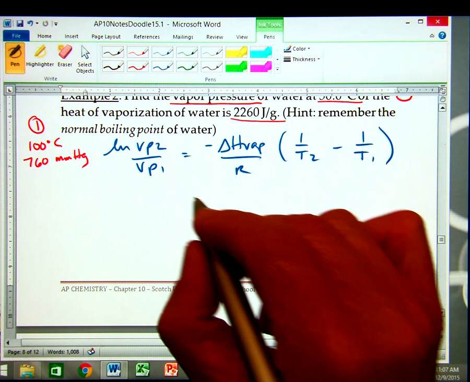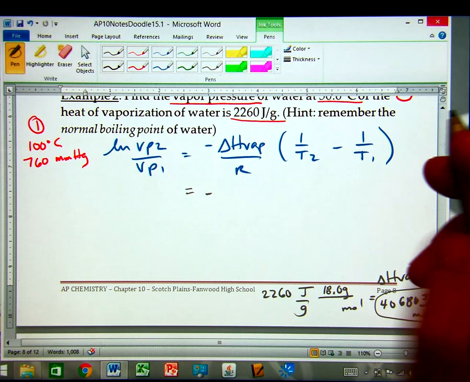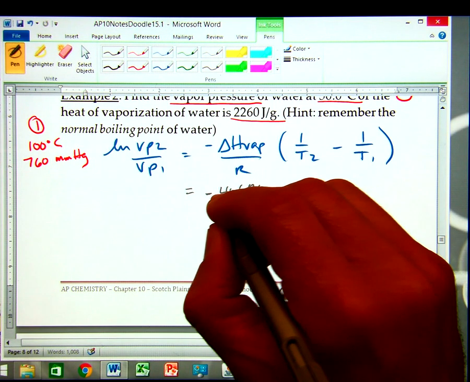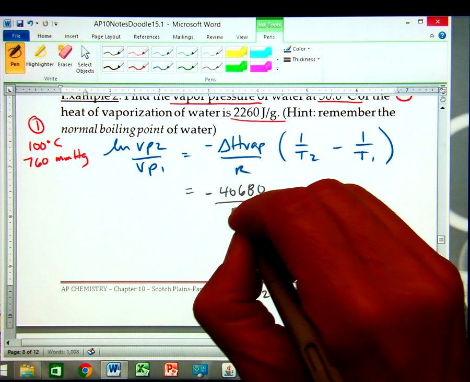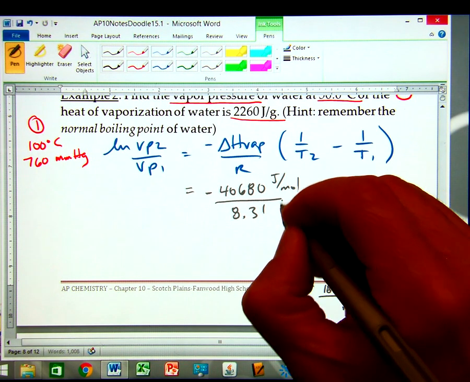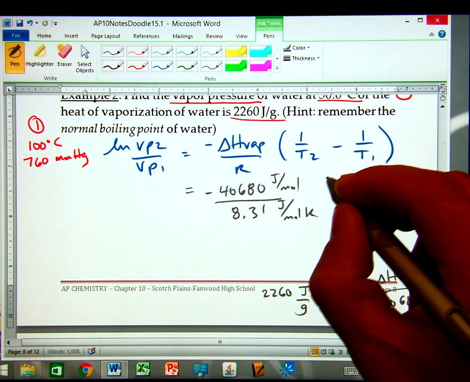So we're going to put that over here. You have to put a negative because there's a negative over there. So 40,680 divided by R, which is 8.31. Again, look at your units, joules per mole Kelvin. You have to do your T2 and T1 in the denominators. So again, I picked this as my T2.